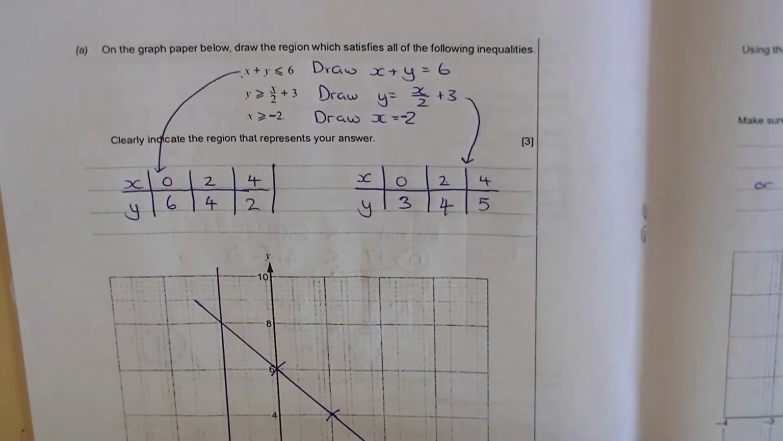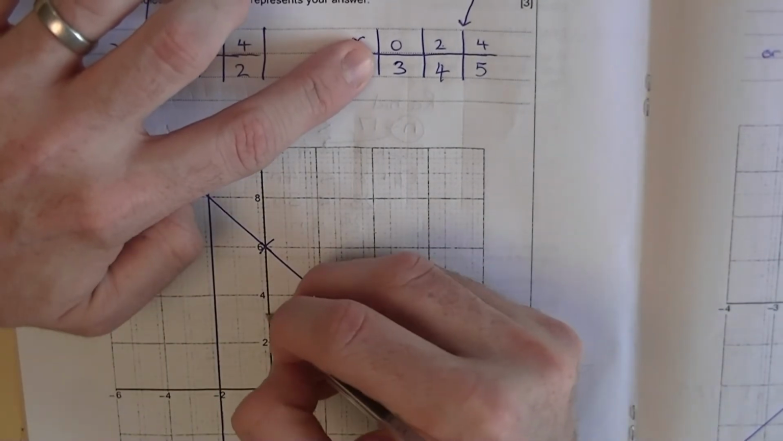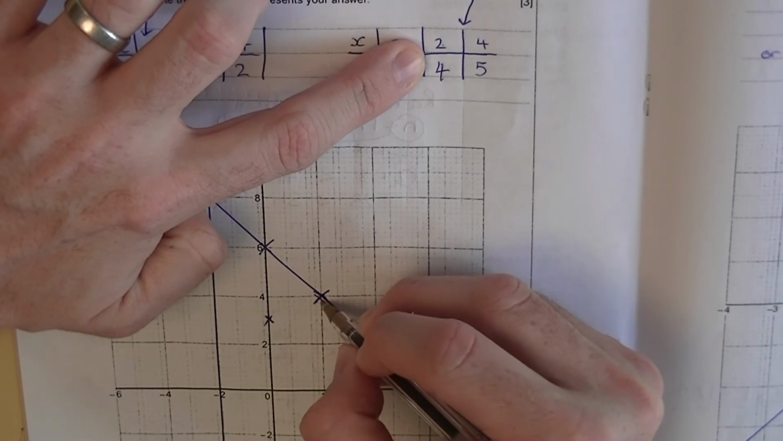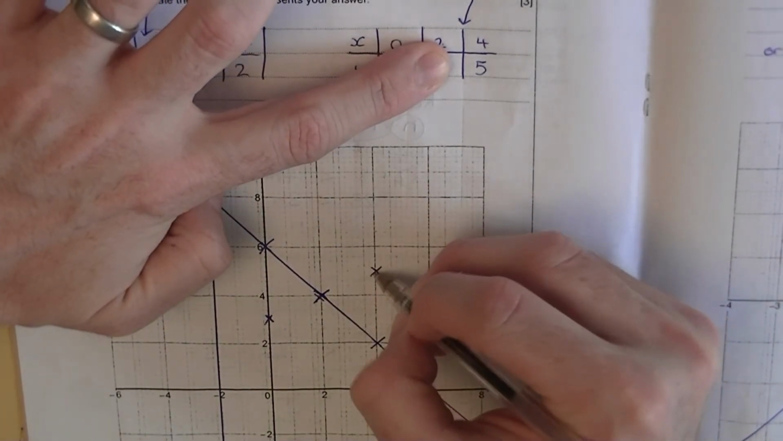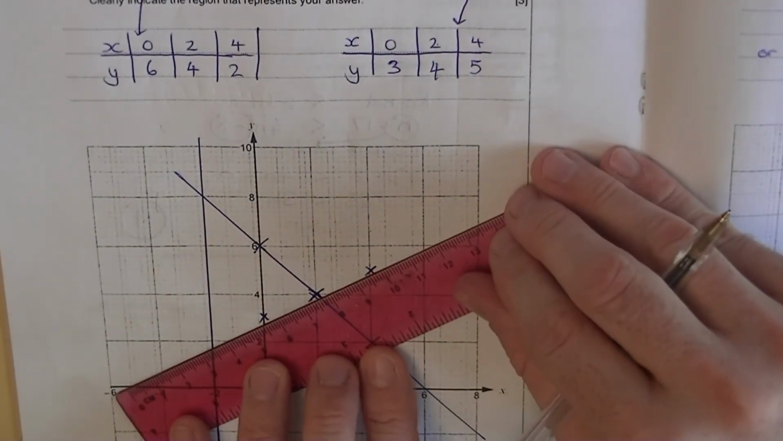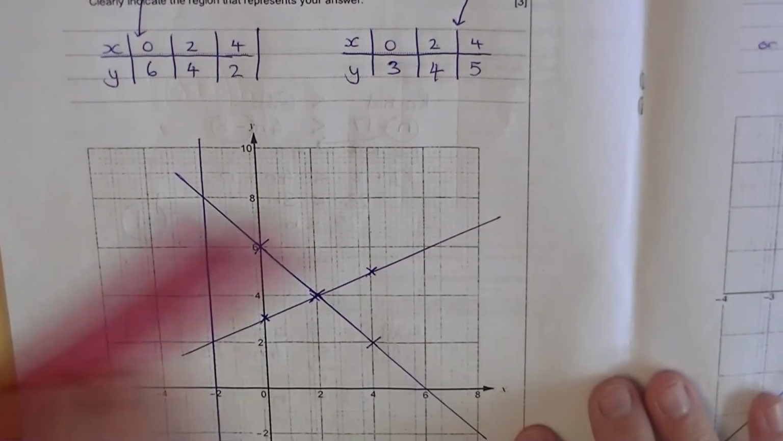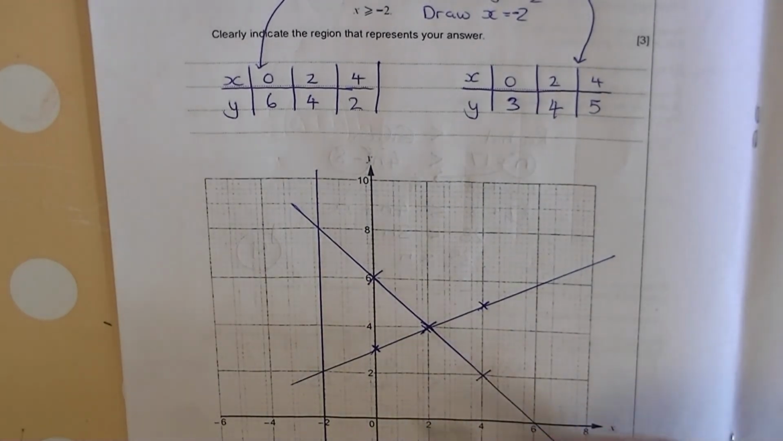Let's put those points on. Points are (0, 3), (2, 4), same as this line actually, and (4, 5), hard to see with these squares being as faint as they are. And again, connect that up. Now, we can see the region that's been made by these three lines.